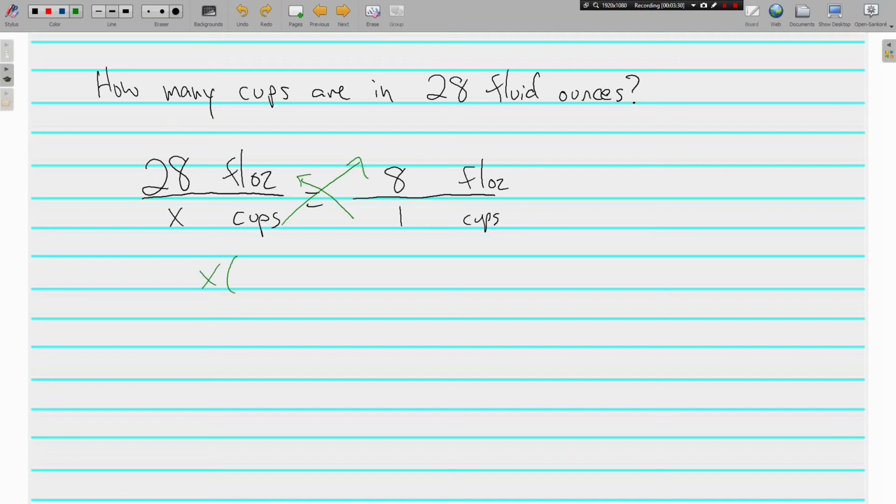X times 8 is equal to 1 times 28. X times 8 is 8x. 1 times 28 is 28. And then we divide to get x by itself. X is equal to 3.5. Alright, so there are 3.5 cups in 28 fluid ounces. We know how to solve proportions. We're just using that to convert.